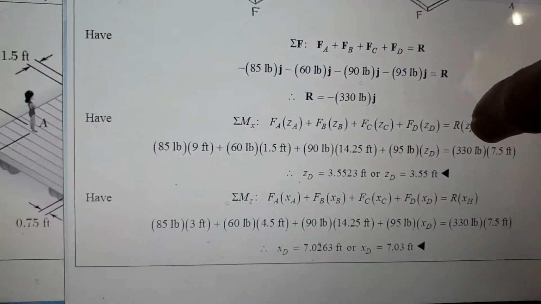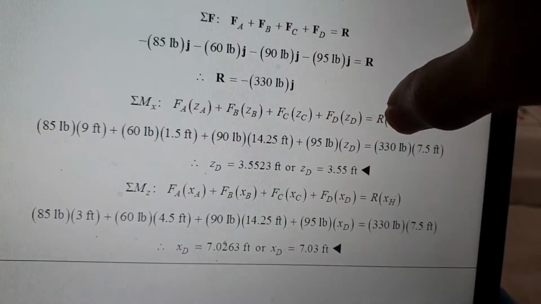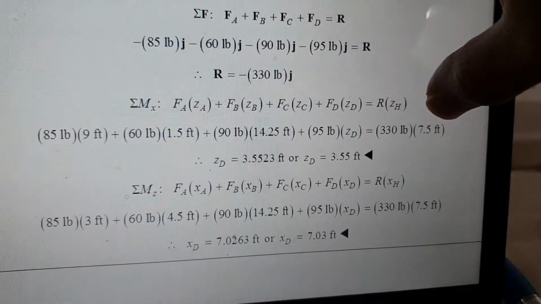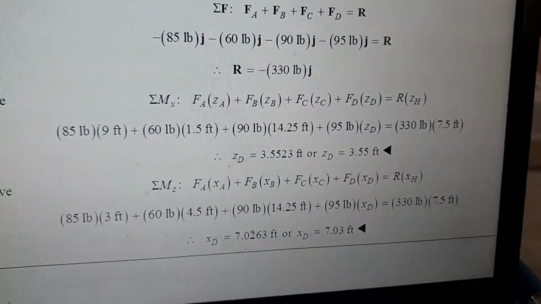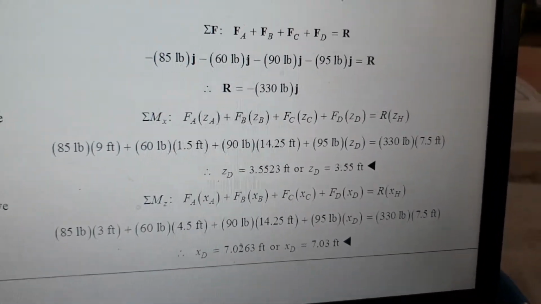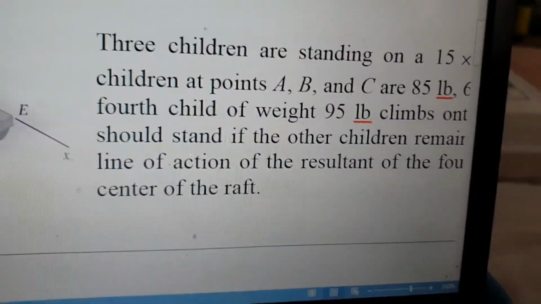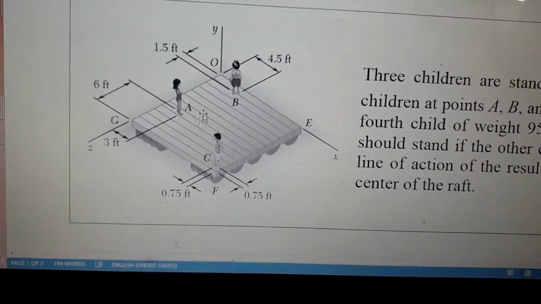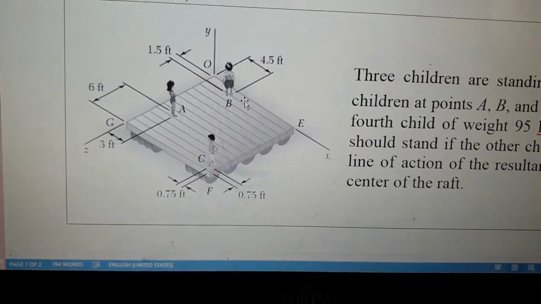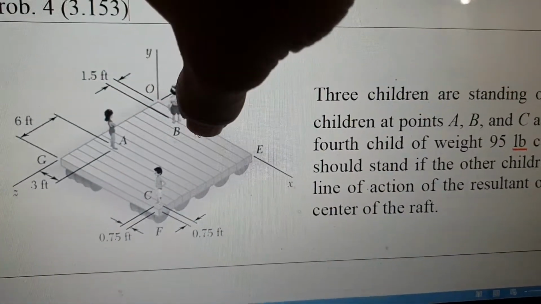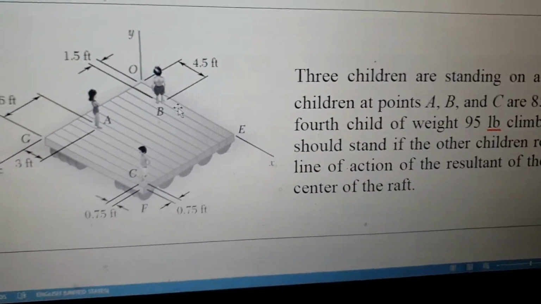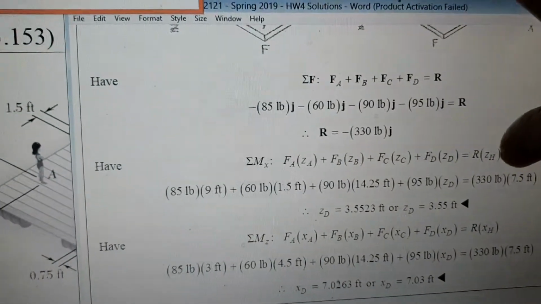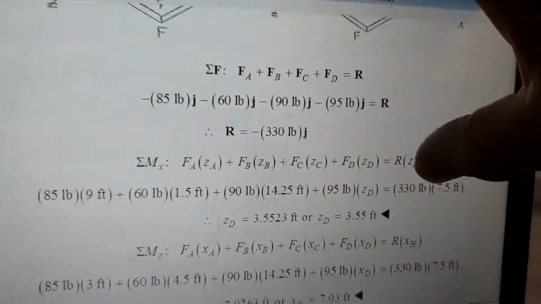Right now, he said that everything is going to be in the center. So 330 is the resultant load times what? Times 7.5, because he told you 15 by 15. If it's 15 by 15, the center is going to be 7.5 from here and 7.5 from here, so this is the center. So the center of the resultant is going to be 7.5. So the total resultant times 7.5 equals.